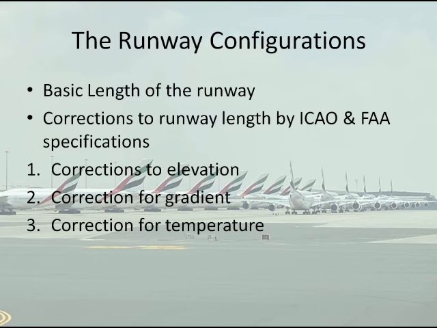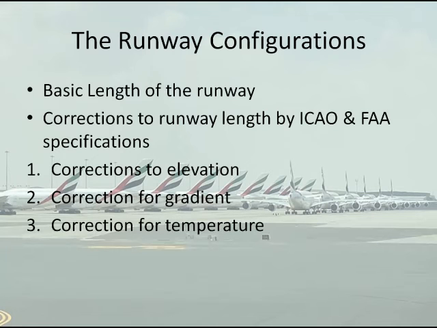Next, moving on, the corrections to runway length. What are the corrections? We are assuming certain conditions. Let us consider if these assumptions are not valid at a particular runway. In order to meet these assumptions, we are going to apply certain corrections as per the ICAO and FAA recommendations or specifications. To get the actual length of the runway, the following 3 corrections are to be applied to the calculated basic runway length. Let us assume we have calculated a certain basic runway length. If it is not meeting our requirements, we are going to apply certain corrections.